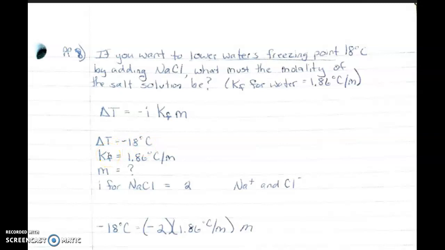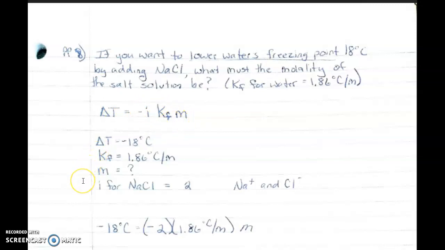The freezing point depression constant is given to us in the problem as 1.86 degrees Celsius per molality, and this is for water. And what they want to know is what is the molality, or the concentration, of the sodium chloride solution. So that's what we're looking for here. And as far as the I, we have to take a look at our solute, which is sodium chloride. It's going to split when it's dissolved into water into sodium ions and chloride ions. So that I value is going to be 2. And so we know delta T, we know I, we know Kf, we just simply don't know M.